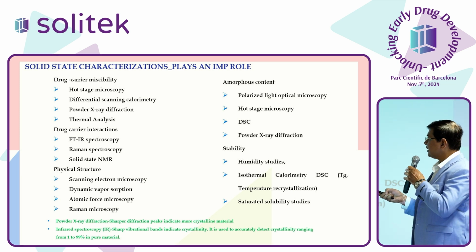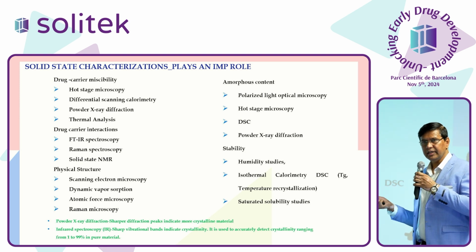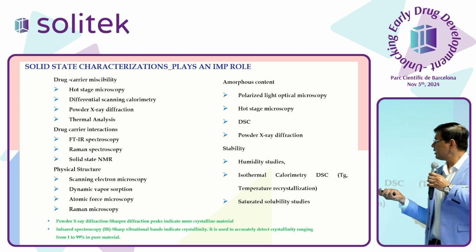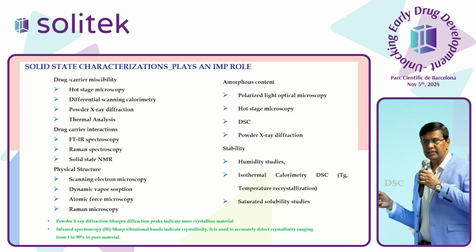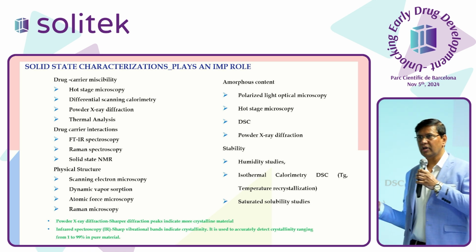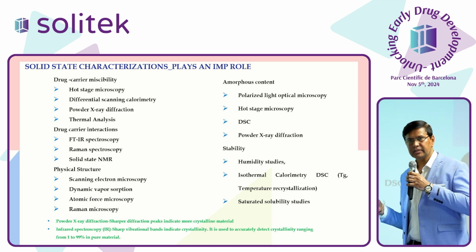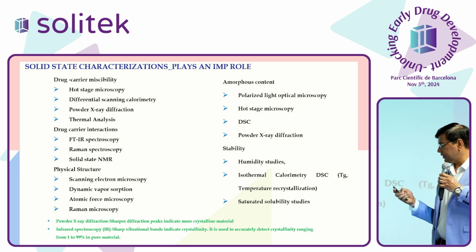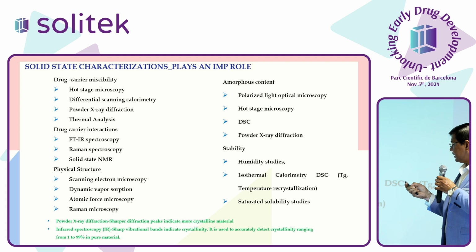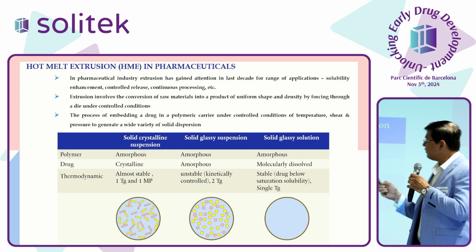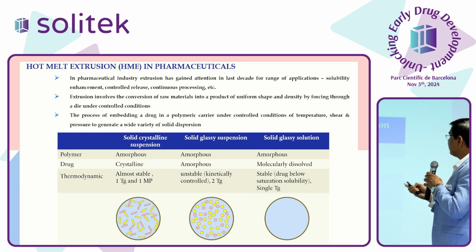Then drug carrier interactions: whether you have a compatibility issue with the polymer which you are selecting, so you need to go for NMR or IR. Then the physical structure that you are developing, whether it is in the crystalline form or the amorphous form, you need to identify. You can use different techniques like XRD and DSC to identify it. And also the stability. I will focus on this more in the next slide.